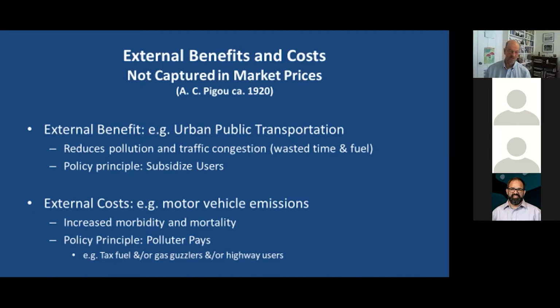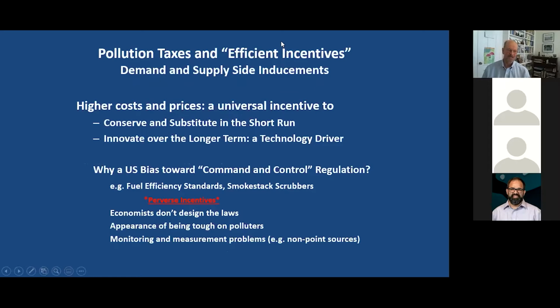We could tax the fuel people use to create a disincentive. We could tax gas guzzling vehicles to create a disincentive to buy those vehicles. We could tax highway users as an indirect way to make them pay. Peter, if you move to the next slide, please. So that in a way is the basics.